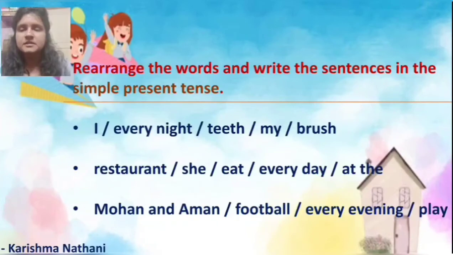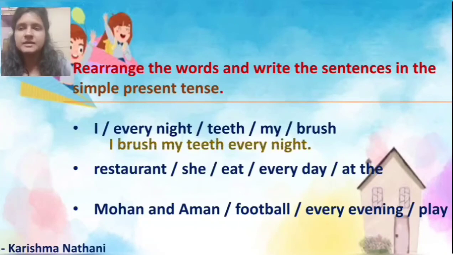Next is rearrange the words and write the sentences in the simple present tense. Here you can see there are words which are not in sequence. We have to put them in a sequence and make one sentence which belongs to simple present tense. So first is I every night teeth my brush. Answer I brush my teeth every night. I is a first person singular. So only brush, no brushes. I brush my teeth every night.